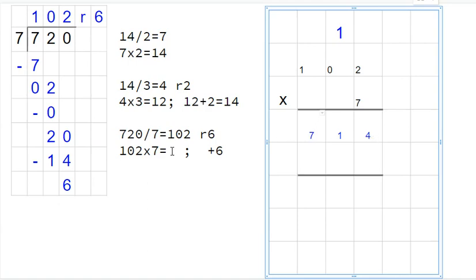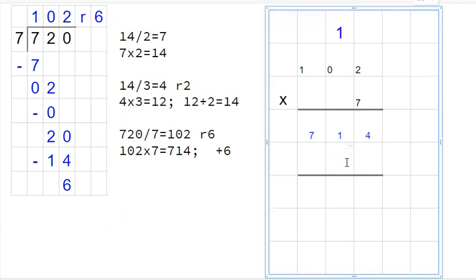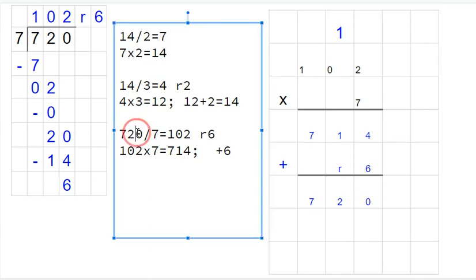So my answer here would be 714. And if you remember, I now need to add my 6 left over, my remainder of 6. So what is 4 plus 6? Well, that's 10, so my 0 would be here, that turns into a 1 and a 1, which is a 2. And then 7 plus nothing is 7. So 720, which was the original number I started with, my dividend, the number I was dividing.